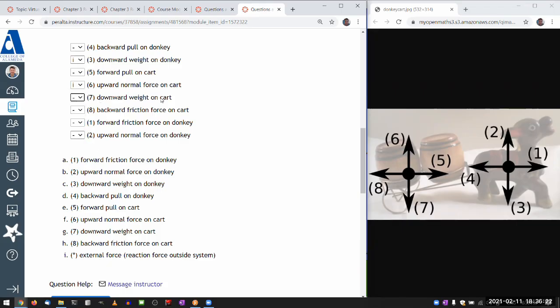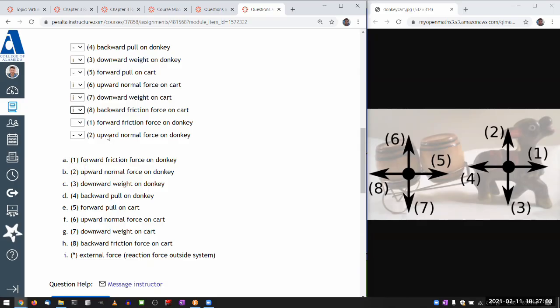Downward weight on cart. That's an external force for the same reason. The downward weight on donkey was an external force too. Earth is exerting the gravitational pull, and Earth is not part of my system. Backward friction force on cart. Number 8. I guess it's this one. It says same friction. I think it's talking about the friction with the ground, meaning that's another force being exerted by the ground. The ground is exerting really 2 forces: the normal force perpendicular to the surface, and a friction force parallel to the surface. So another external force.